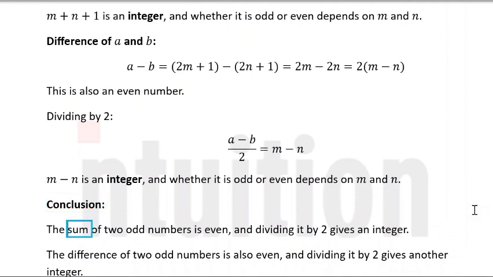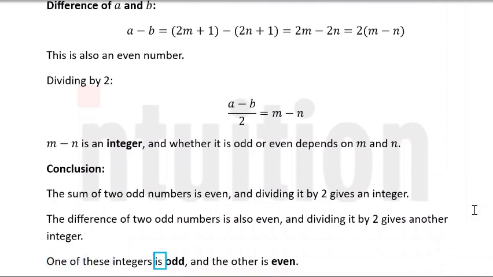Conclusion. The sum of two odd numbers is even, and dividing it by 2 gives an integer. The difference of two odd numbers is also even, and dividing it by 2 gives another integer. One of these integers is odd, and the other is even.